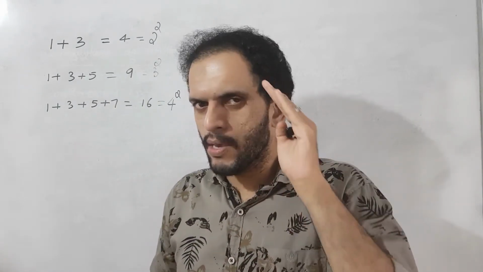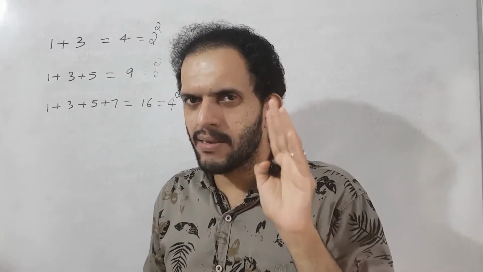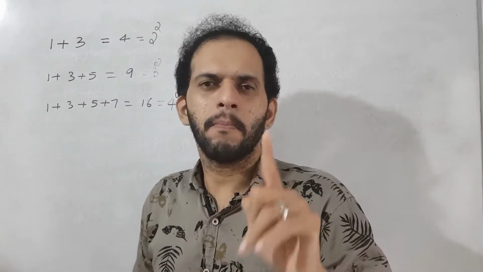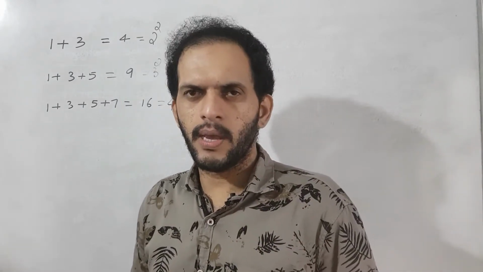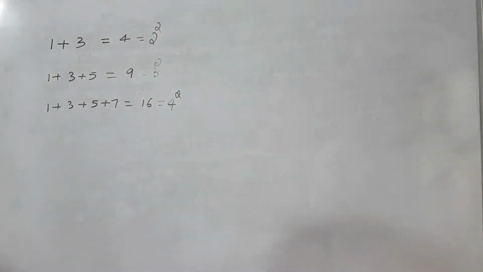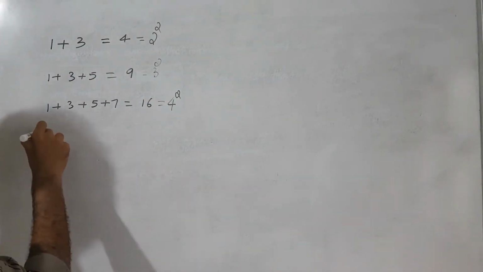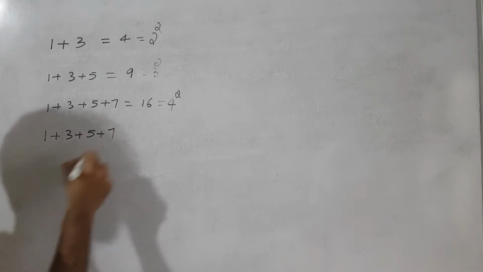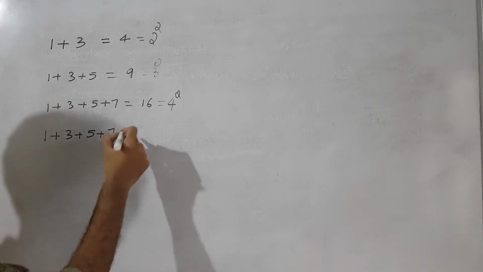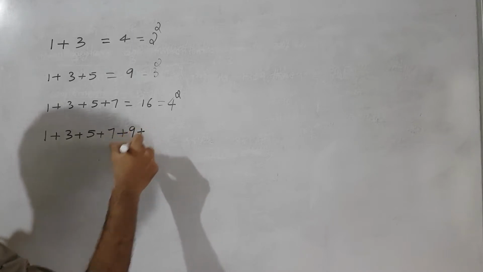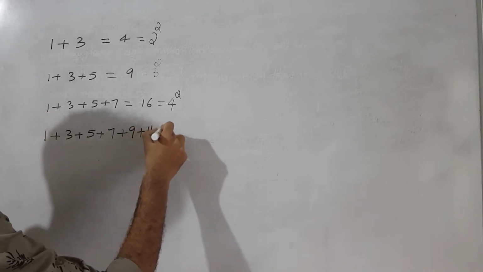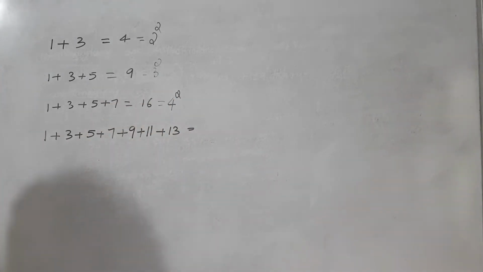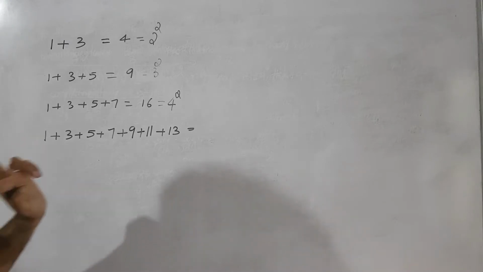That is important. If we add successive odd numbers starting from 1, then the result must be a square number. Okay, then we check one more idea. If we add 1 plus 3 plus 5 plus 7 plus, what is the next odd number? The next odd number is 9. 9 plus the next one is 11, plus 13. Okay, then we stop here. We add successive odd numbers starting from 1 to 13.